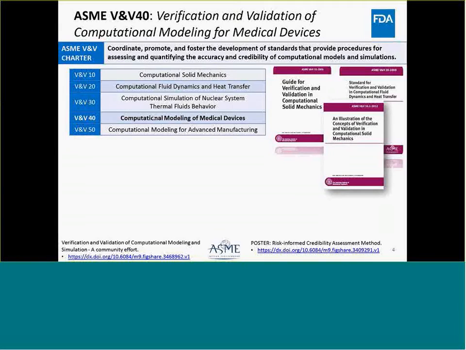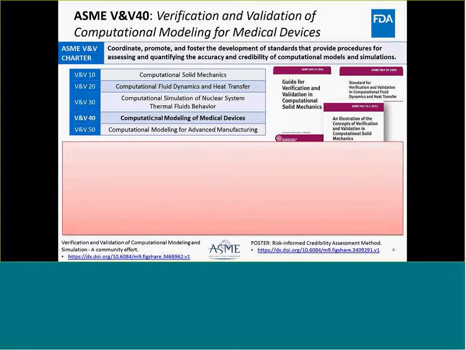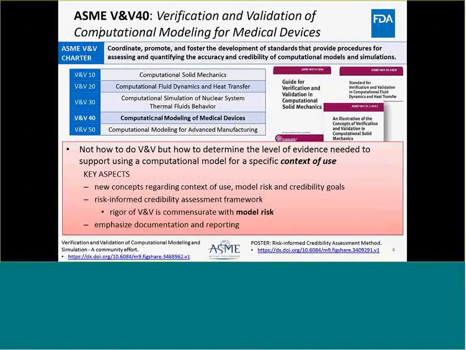The V&V 40 committee is focused on computational modeling for medical devices, and our specific role is not to tell folks how to do verification and validation of modeling, but to answer a question that is really important, especially to this community: if I have a specific context of use for my computational model, what level of V&V do I need to achieve in order to demonstrate that my model is credible for that specific context of use? So it talks about 3 key concepts: defining a context of use, assessing model risk, and establishing credibility goals for that model within that context of use.